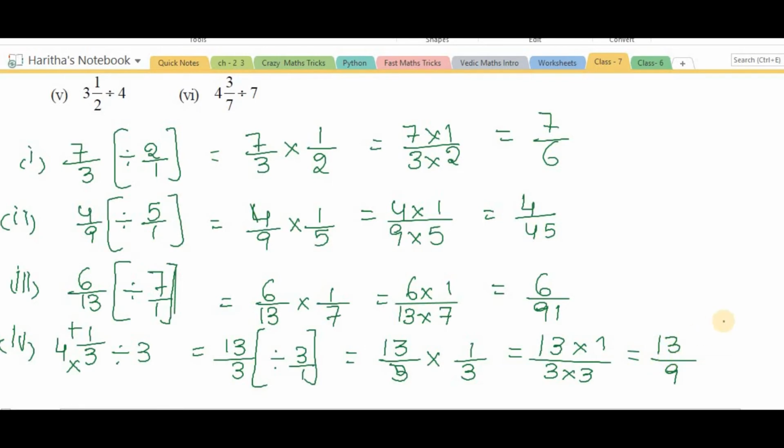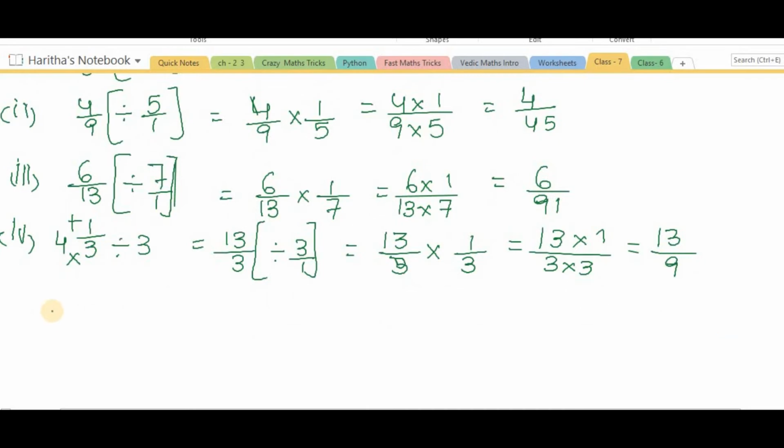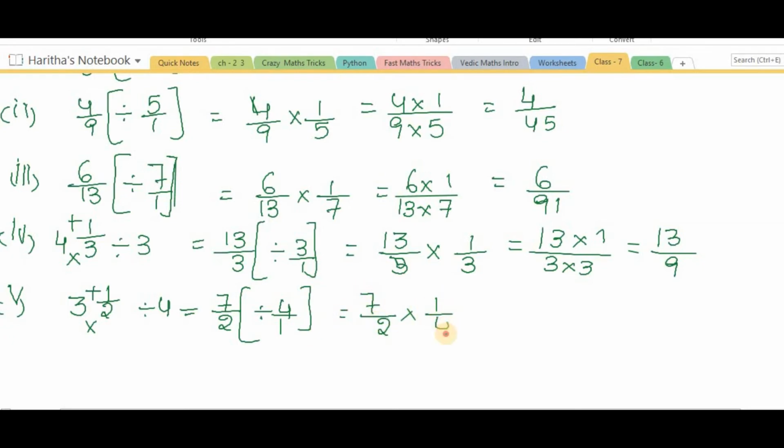And next is 3 1 by 2 divided by 4. So first convert the mixed fraction into an improper fraction. 3 2s are 6, 6 plus 1, 7 by 2 divided by 4. And consider the denominator to be 1 here. So 7 by 2 into the reciprocal of 4 by 1, which is 1 by 4. As there are no cancellations for numerators and denominators, simply do multiplication. 7 ones are 7, 2 fours are 8.